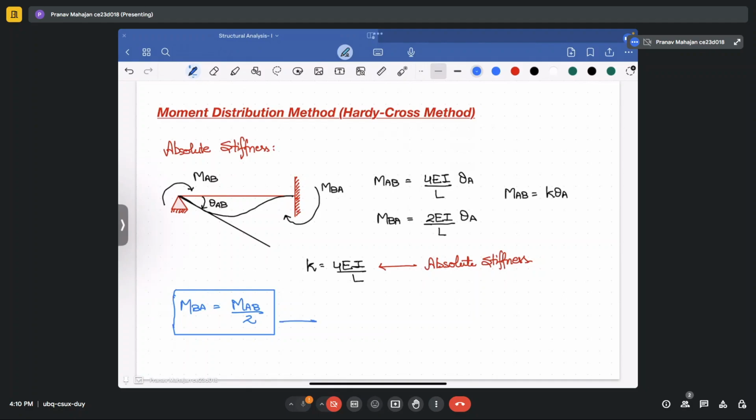So how do we define it? We define it as the carried over moment at B due to MAB. So in this case, MBA is equal to CAB into MAB. This CAB here comes out to be 1 by 2, and this is your carryover factor.